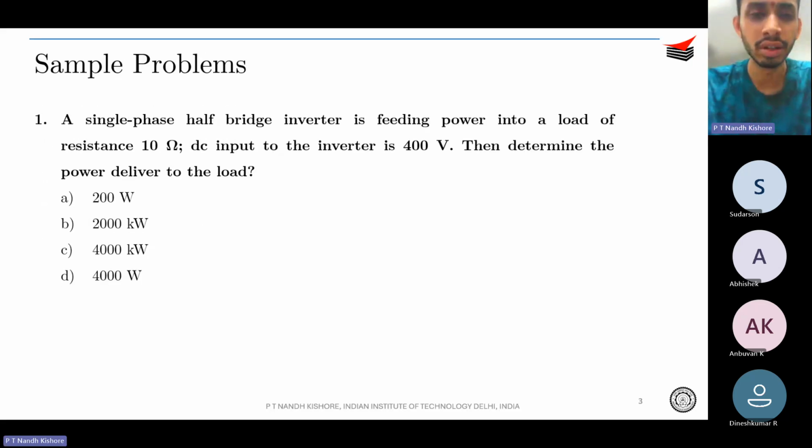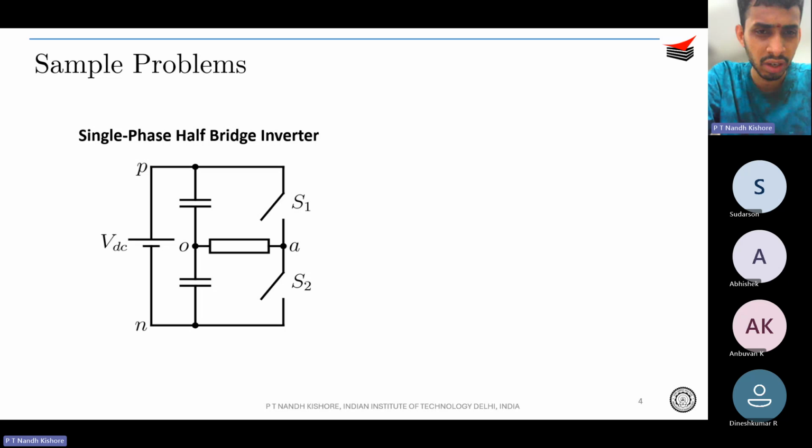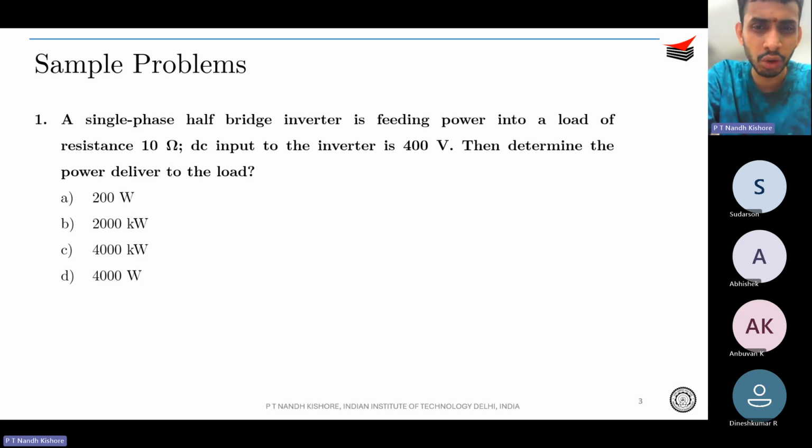A single phase half bridge inverter is feeding power into a load of resistance 10 ohms. DC input to the inverter is 400 volts. Determine the power delivered to the load. It's a classical single phase half bridge inverter problem, and these are problems you can expect in your problem exam. R is given and VDC is given, and they are just asking you to find out the power, correct?